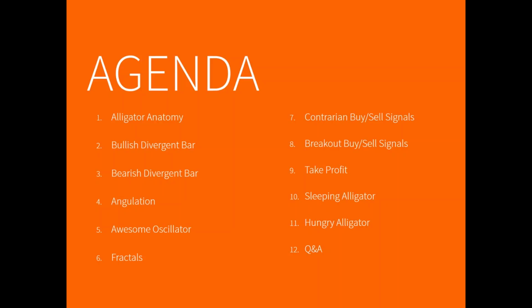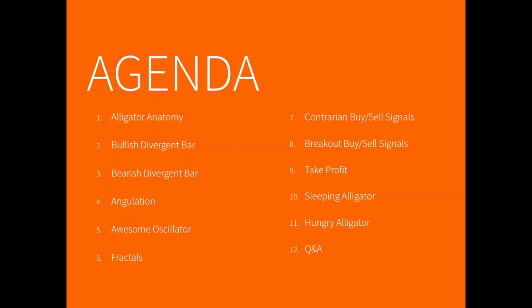We're going to discuss, of course, the alligator anatomy, the parts that make up what is known as the alligator system. Of course, bullish and bearish divergent bars as defined by Dr. Bill Williams, angulation to confirm or filter, if you like, the bearish and bullish divergent bars, and the awesome oscillator, the compass to the market, as Dr. Bill Williams describes this oscillator. Fractals, a very important part of this strategy. I'm sure that you heard about that.